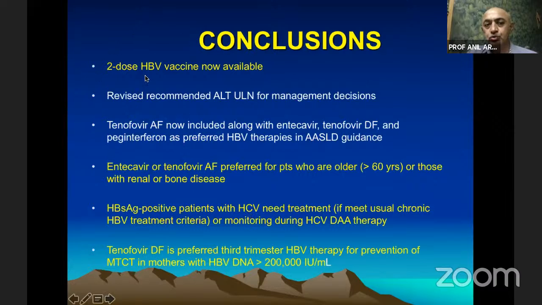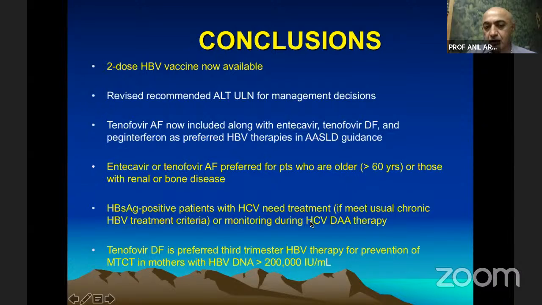A new 2-dose vaccine is now available, possibly will be coming to India soon, and you may not need a 3-dose vaccination for hepatitis B. There has been a revision of the definition of the ALT, again to reiterate that 30 for males and 19 for females is the upper limit of ALT in the current scenario. Tenofovir alafenamide is included as the preferred drug for treatment of hepatitis B today. Depending upon whether you have a renal or bone disease, you can choose between entecavir and TDF.